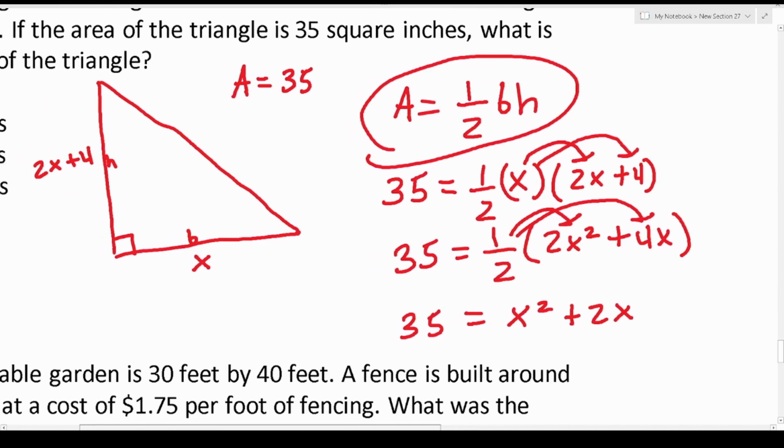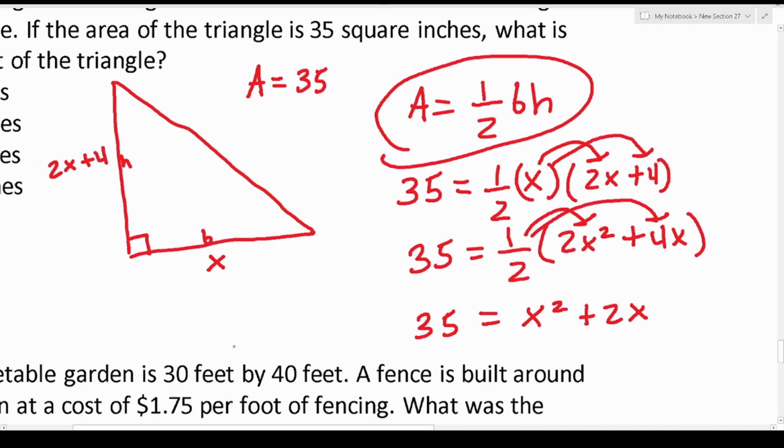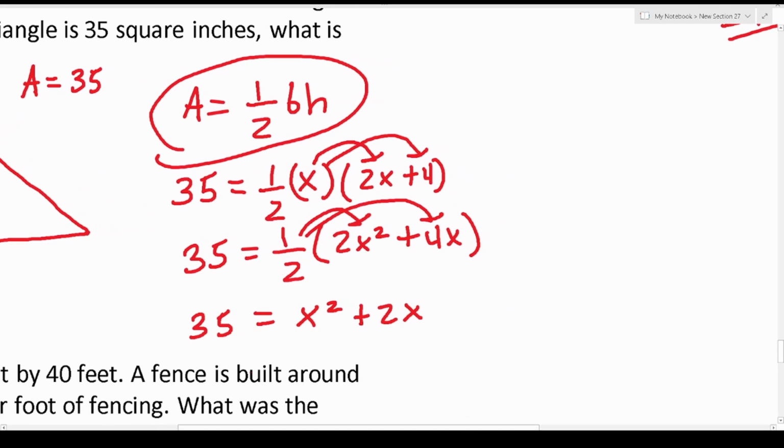So if we look at our base and our height, we should see that if we figure out what x is, we can plug that in and find the height of this. And that said, so far we got this quadratic looking thing here. Let's move this 35 over here. And let's see what we have now. We have x squared plus 2x minus 35 equals 0.